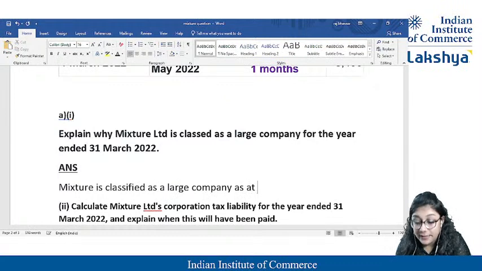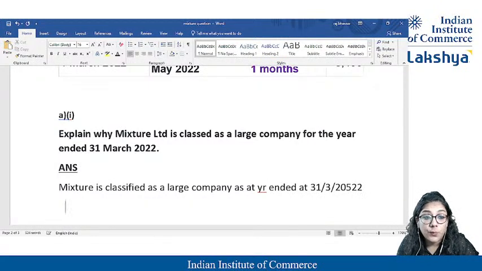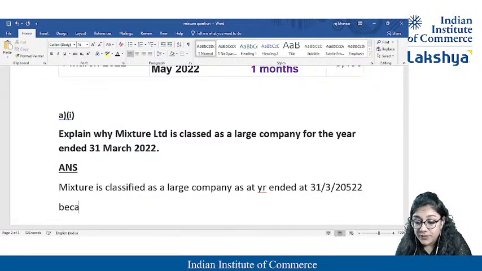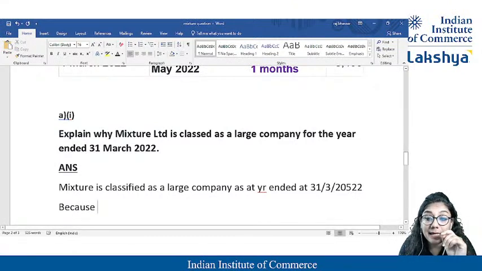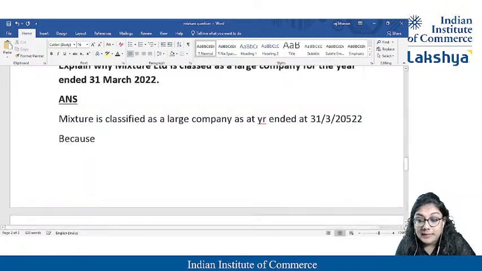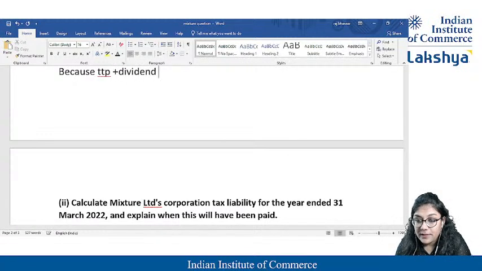as at the year ended 31st March 2022. Students, this is the way you all have to write, because its profit is how much, which exceeds that. We know the company's profit is TTP, total taxable profits, plus they got some dividend also. How much is it?